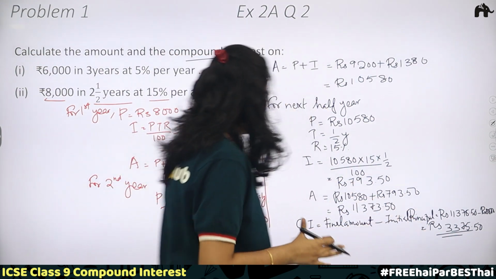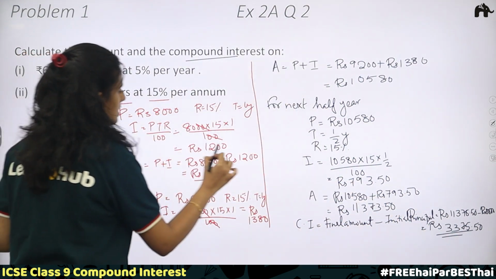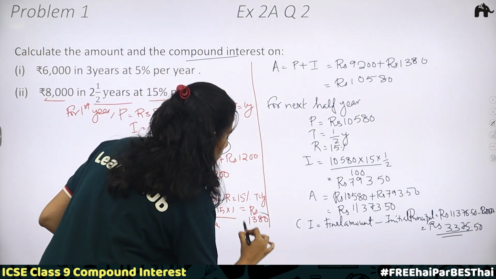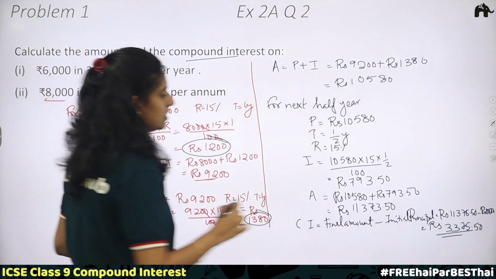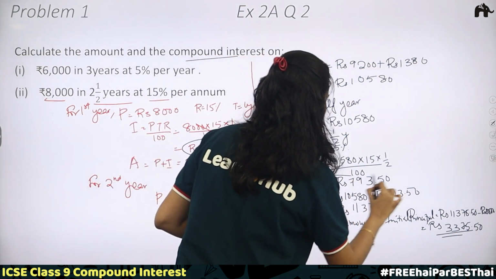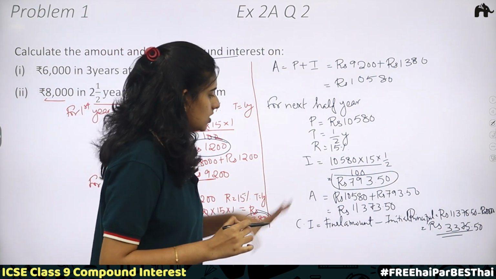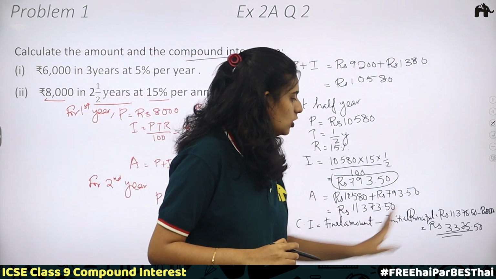Okay, you can find like this or add these. The first interest, that is 1,200. The second interest, which is 1,380. And the third interest, which is 793.50. So on adding all these three, you will be getting the same value.